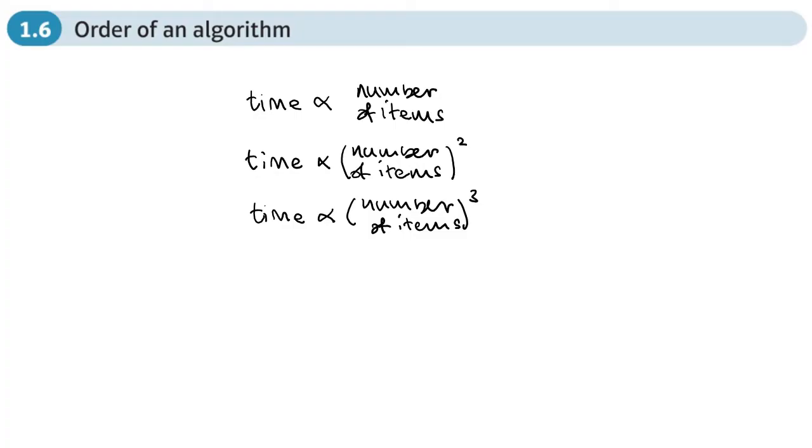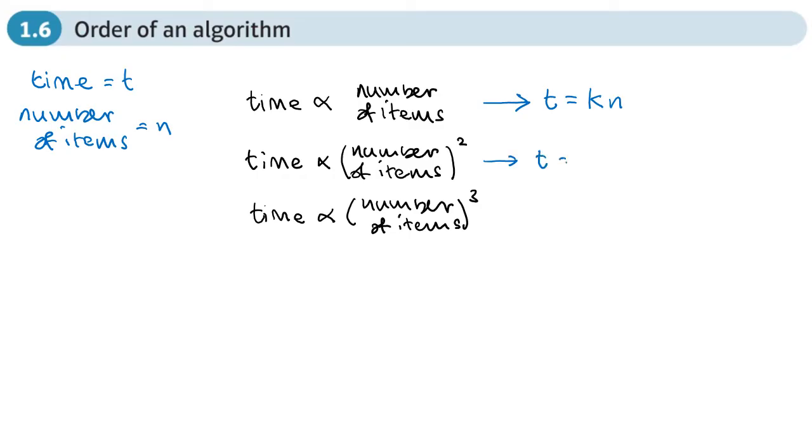Now, if we know the type of relationship it is, we can just use the techniques we use for direct proportion from GCSE to answer these types of questions. And so we could say T equals Kn. So here T is time, and I'll use N for the number of items or the number of letters or the number of numbers. Here it would be T equals Kn squared. And here it would be T equals Kn cubed.